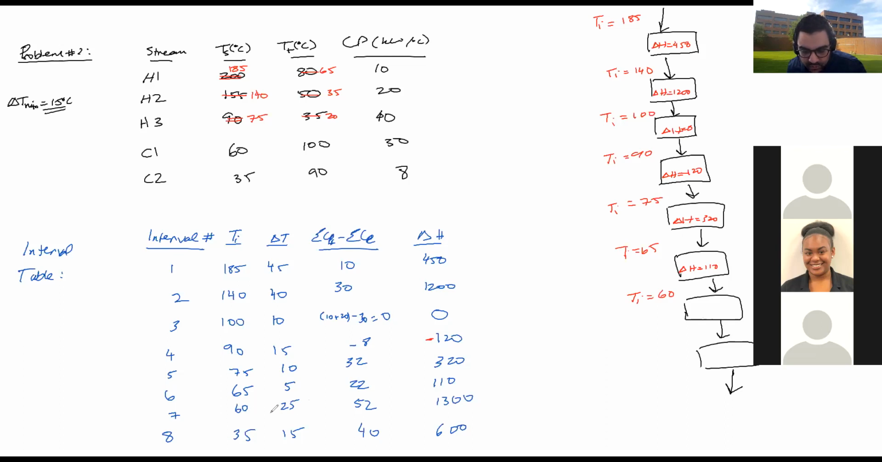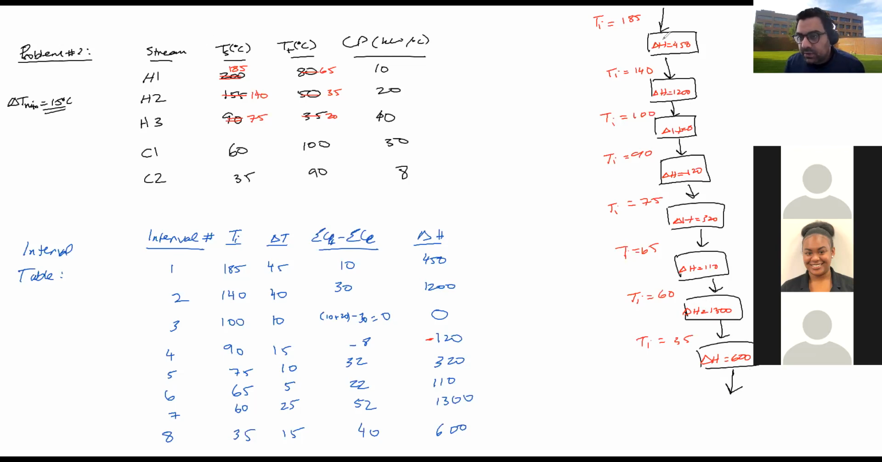760, so initial temperature 60 and delta H in this interval is 1300. And then finally I have my temperature is 35 and the delta H for the last interval is 600. Okay, so I populated this table. So now let's calculate the Qs at each interval, or basically the heat available in each interval.